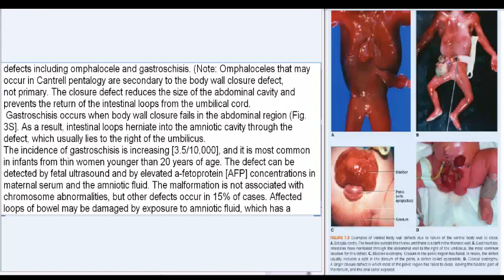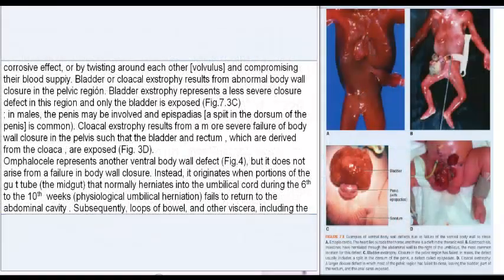3.5/10,000, and it is most common in infants from thin women younger than 20 years of age. The defect can be detected by fetal ultrasound and by elevated alpha-fetoprotein (AFP) concentrations in maternal serum and the amniotic fluid. The malformation is not associated with chromosome abnormalities, but other defects occur in 15% of cases. Affected loops of bowel may be damaged by exposure to amniotic fluid, which has a corrosive effect, or by twisting around each other (volvulus) and compromising their blood supply.